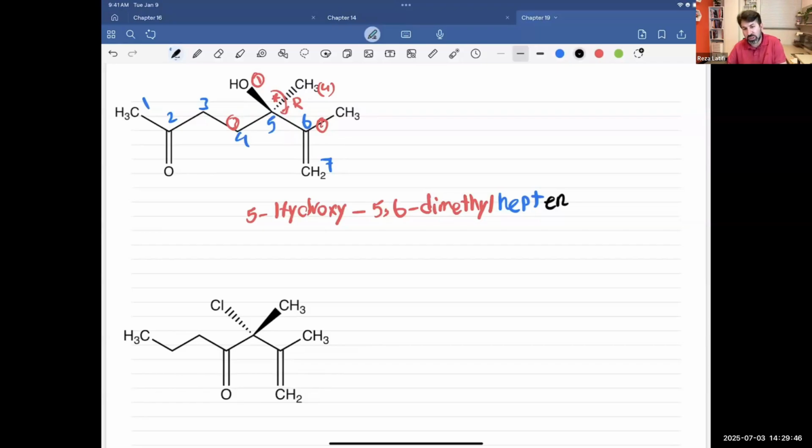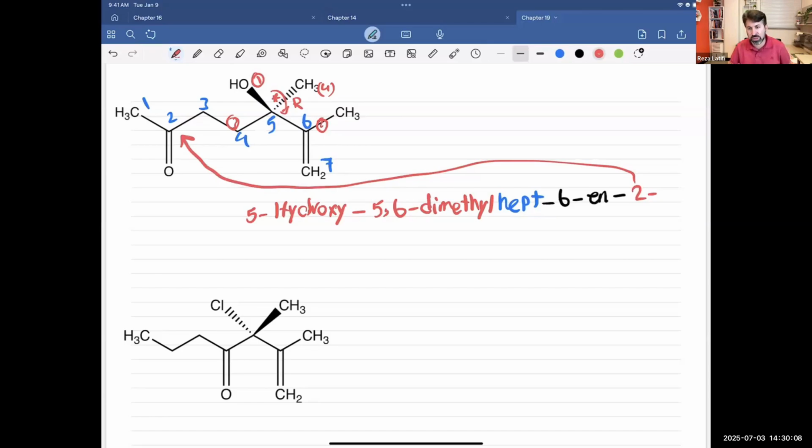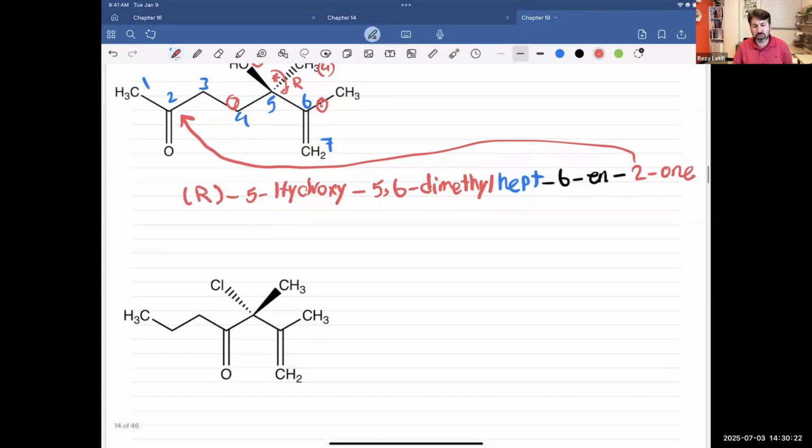But I need to say where the double bond is before I add the E. The double bond is sitting on the second carbon, carbon number 6, it will be En. And then where is the carbonyl group sitting? On the second carbon. So I go 2. This 2 is telling us the position of the carbonyl. And then I go 1 at the end. Now, I have only one chiral center, so no need to write a number in front of it. Just simply say R, and that's going to be the correct name for it.